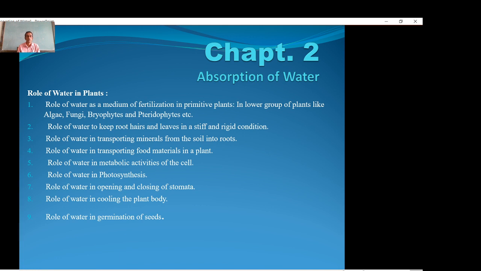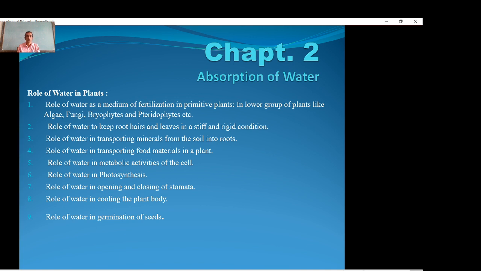And the last role is the role of water in germination of seed. We know that when we sow the seed in the soil, the seed absorbs water with the help of imbibition. When water imbibes the seed, the seed swells and finally breaks the seed coat. After that, this water is also responsible for activating different metabolic processes in the seed, and this is finally responsible for the germination of the seed.